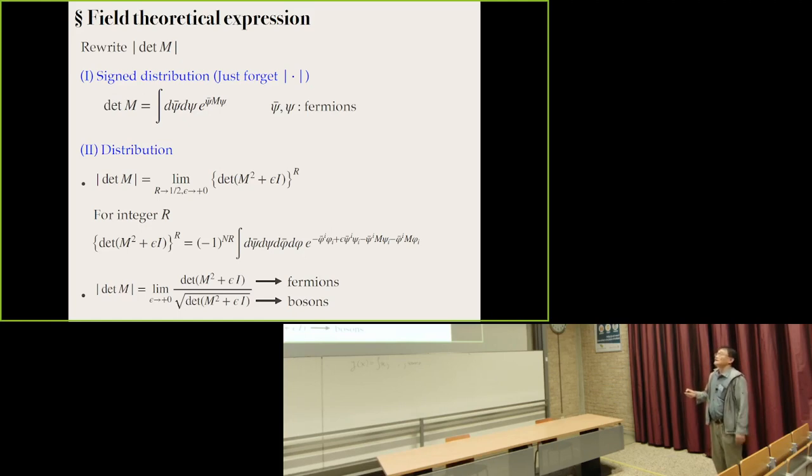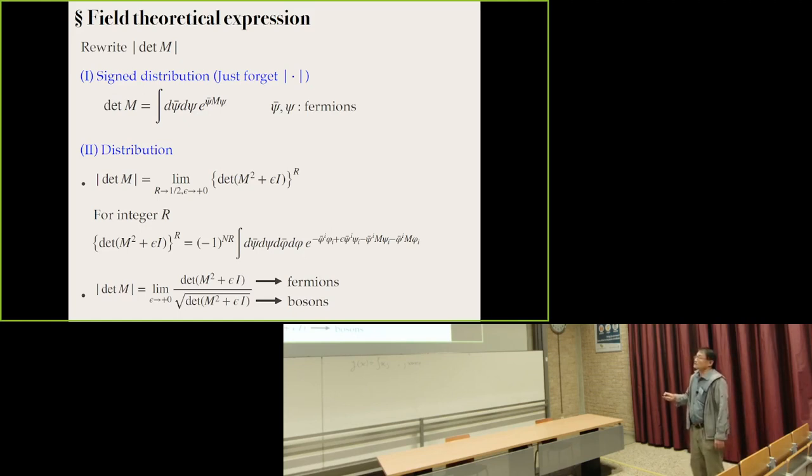And in this case, now this is just the determinant. So by introducing a couple of fermions, you can rewrite this determinant factor in this form. But of course, what we are interested in is the distribution itself. So we have to do a little bit more.